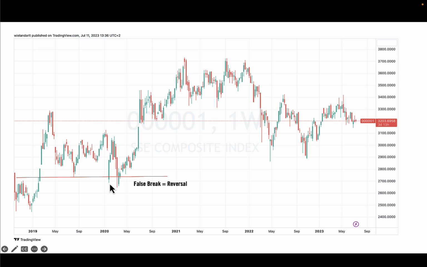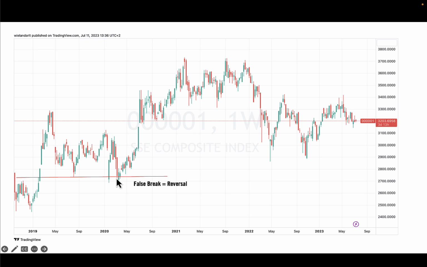You see, you have a low here, you have a lower low, but it got bought up the next week because this is a weekly chart of the Shanghai Composite. So this is a weekly chart. The next week, price went up, and this one was a false break.